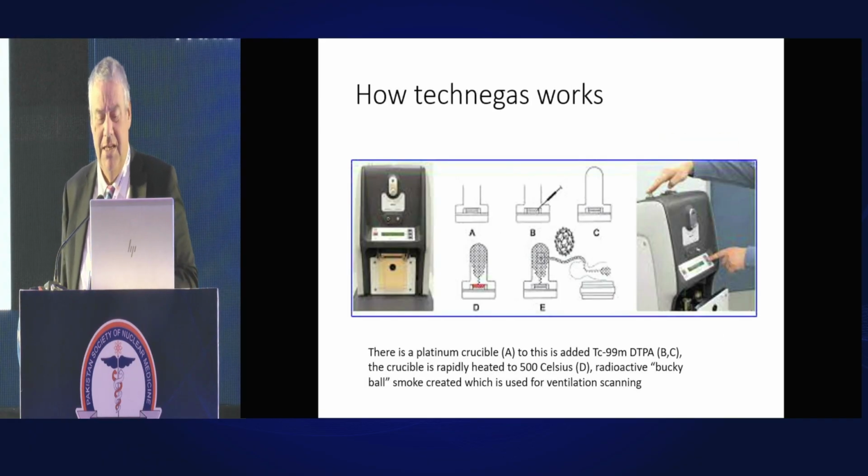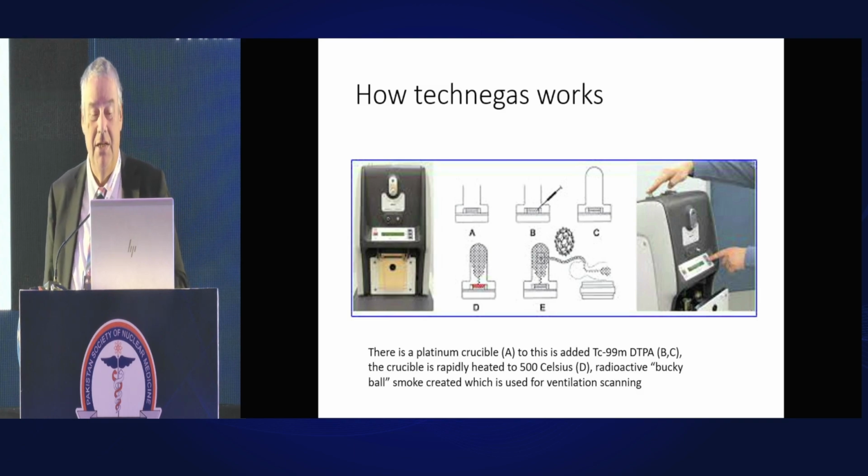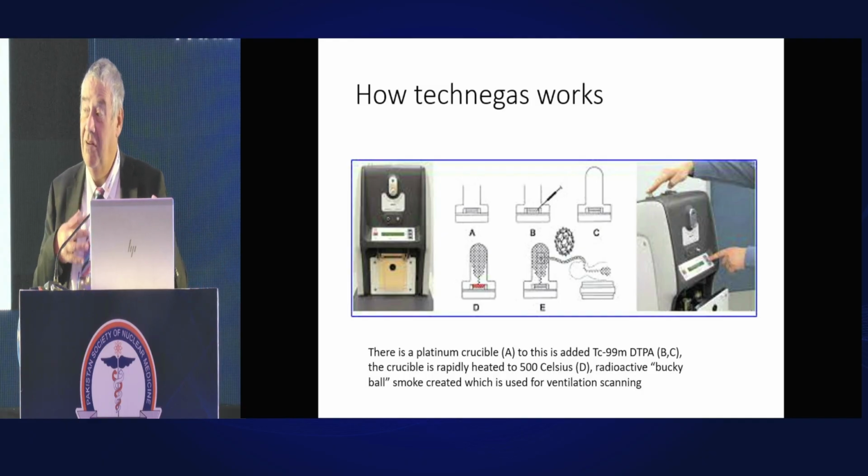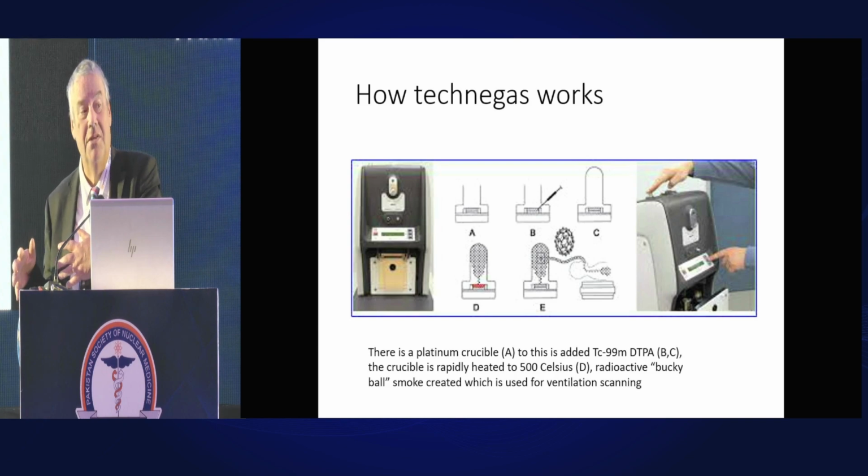So the technique is fairly simple. You put some DTPA in the platinum crucible, you then heat it very, very quickly. It produces a very stable smoke which you can then give to the patient. And these buckyball smoke particles stay in the lungs. Some of them are breathed out, but some of them are cleared by, again, mucociliary clearance. The clearance is a little faster than it is with the aerosols because it's not so dense. So you can often do the perfusion imaging in about 15 minutes after the ventilation instead of waiting an hour or two.